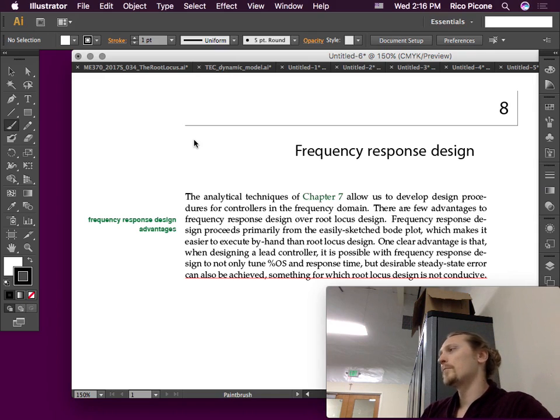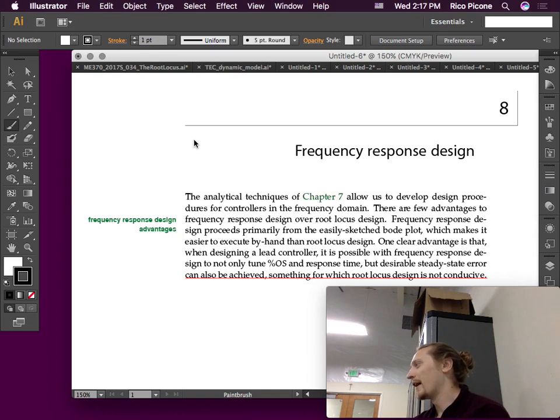So that's really the only advantage, but then again, you could just add a lag on there separately. So you could do root locus and then add a lag, but then it wouldn't be just a straight up lead, it would be a lead lag. So there is a slight advantage in that sense, but I don't find that to be a big enough advantage, personally, to use it very much.